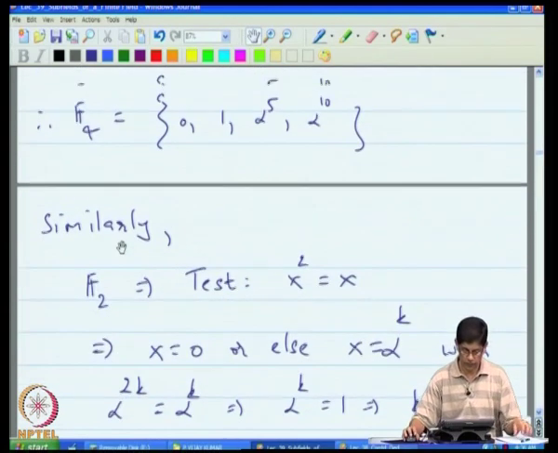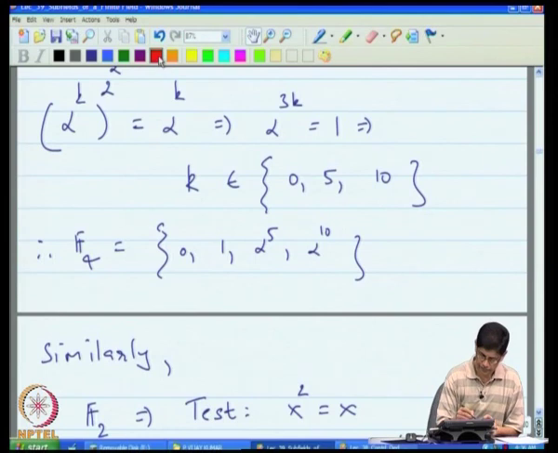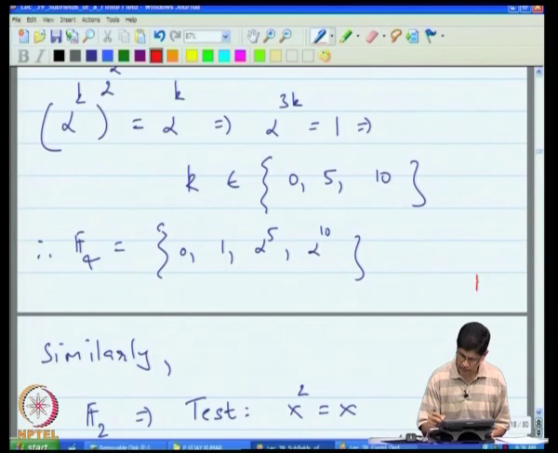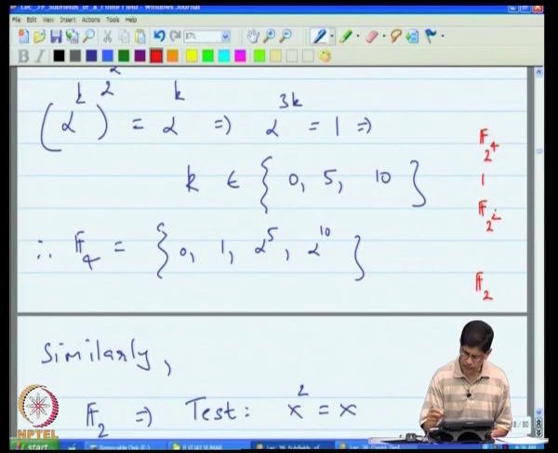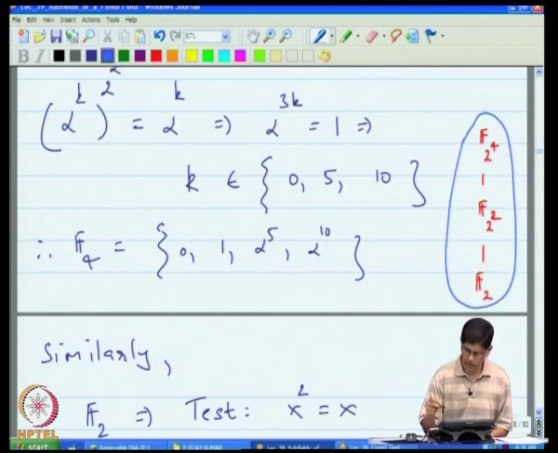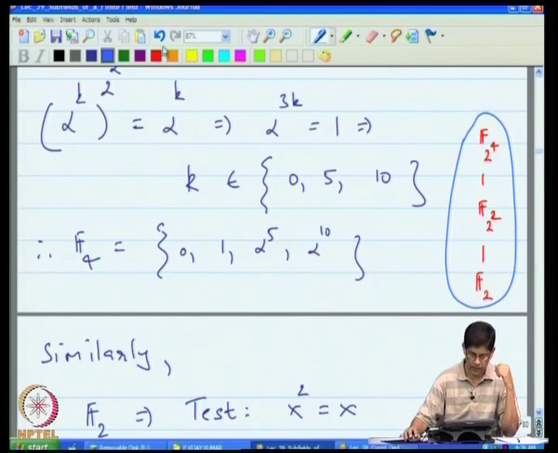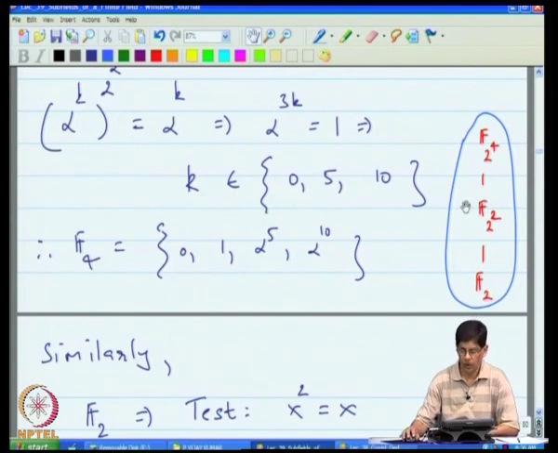Similarly, supposing now, in this particular field that we are considering, you really have two subfields. You have F2, you have F2 to the 4, and then in the middle we have F2 to the 2. So, these are your subfields. We have already seen just now the test for membership in this particular subfield. How about membership in this subfield all the way at the bottom?